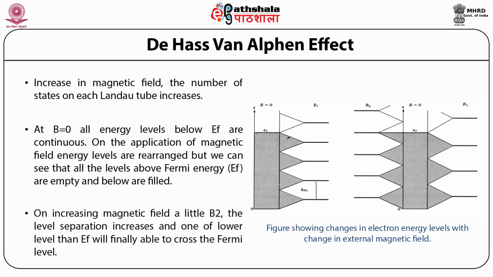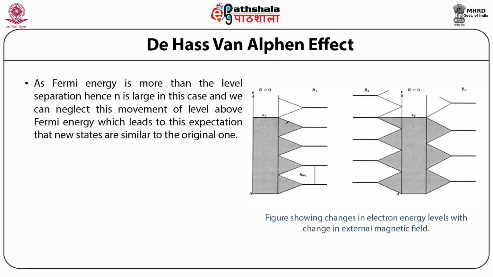On increasing the magnetic field a little to B2, the level separation increases, and one of the lower levels below EF will finally be able to cross the Fermi level. As the Fermi energy is more than the level separation, small n is large in this case, and we can neglect the movement of levels above the Fermi energy, which leads to the expectation that the new states are similar to the original ones. So it is the same, and we achieve the periodicity. This implies that a periodic dependence of magnetization is achieved.